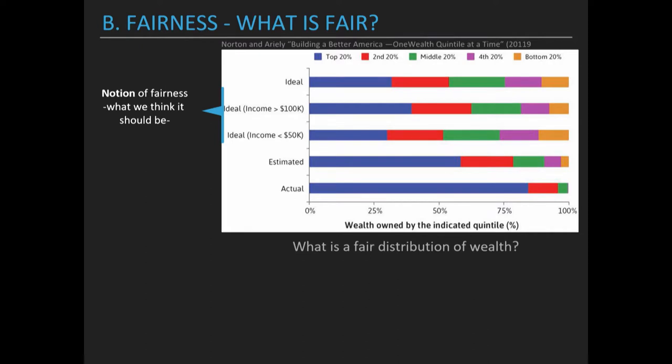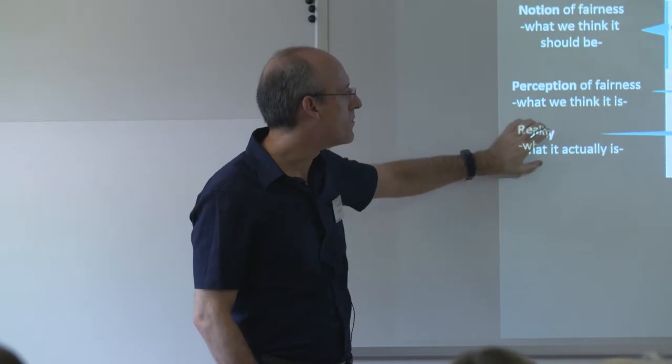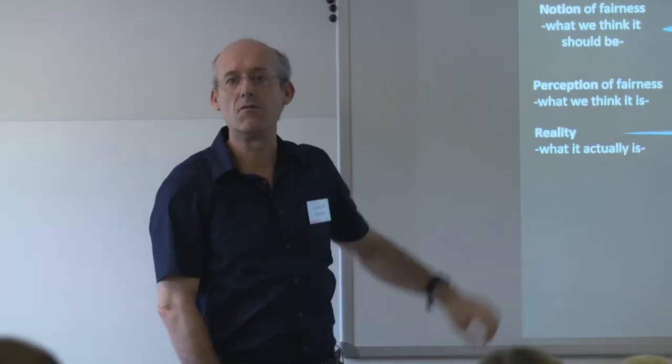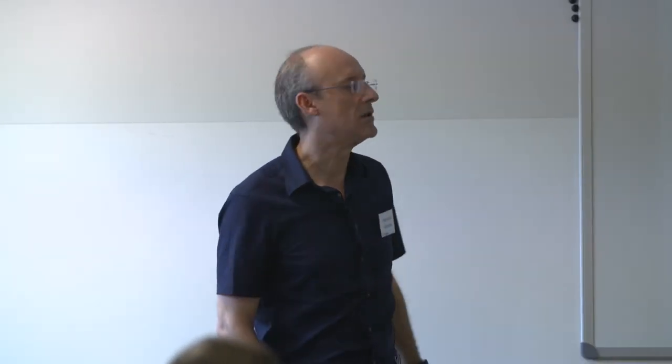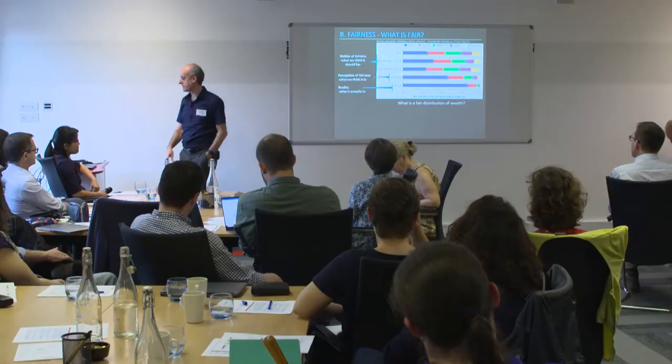So this is the average. It may change depending on our personal position. A different thing is our perception of what the actual distribution is, whether it's fair or unfair. And the third point is what's the reality. What we see is that none of them coincide, and this tends to be the case. So we have a concept of fairness that implies that reality is very unfair, but the perception of the actual distribution of wealth is that it's less unequal than it actually is.